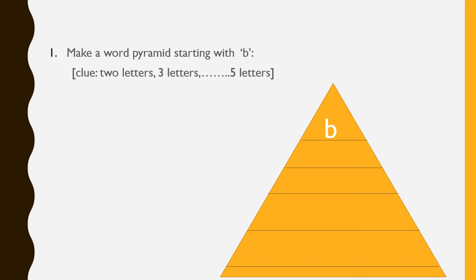Let's do an activity. Make a word pyramid starting with B. Now I want you to take out your copies and then I want you to draw a pyramid. Take your time. Now inside the pyramid, you draw 5 lines. And then on top of the pyramid, that means the first line, you write the letter B.